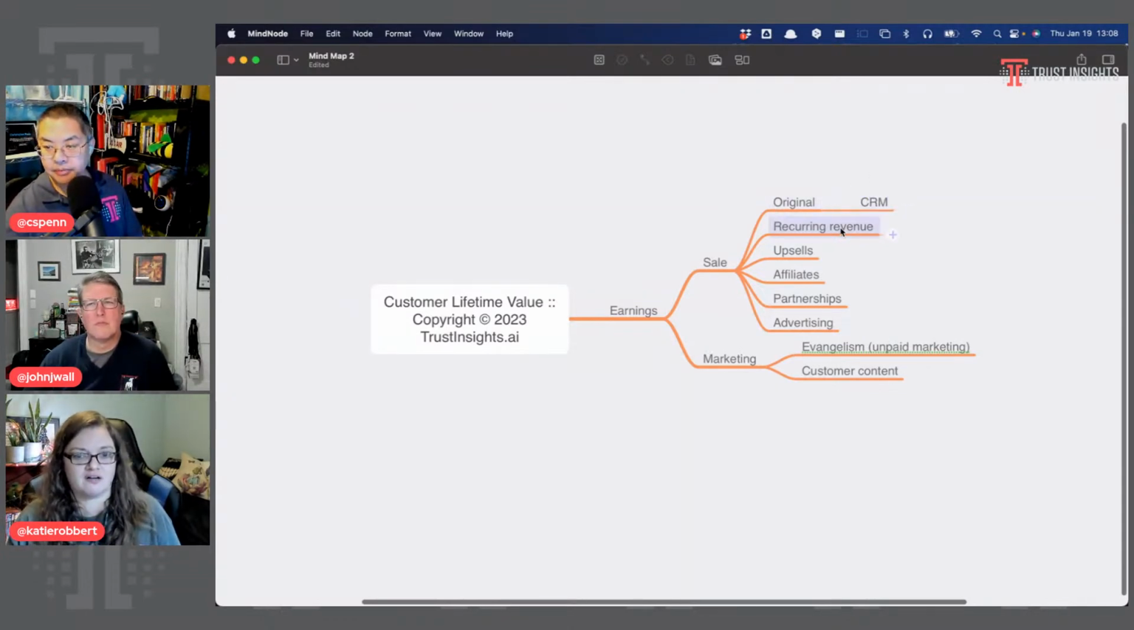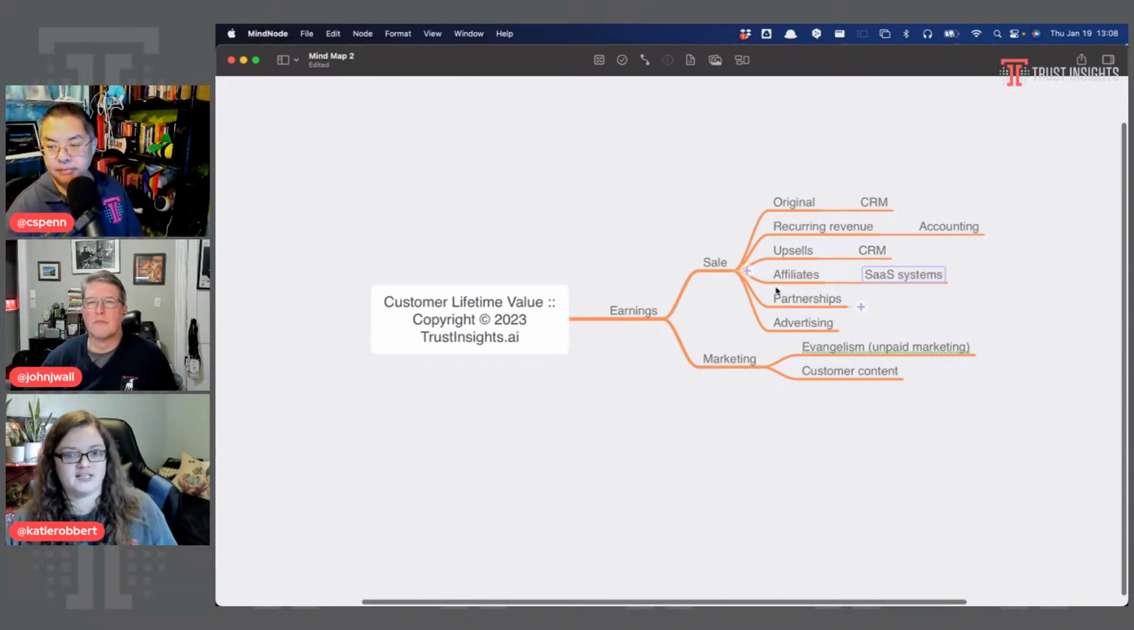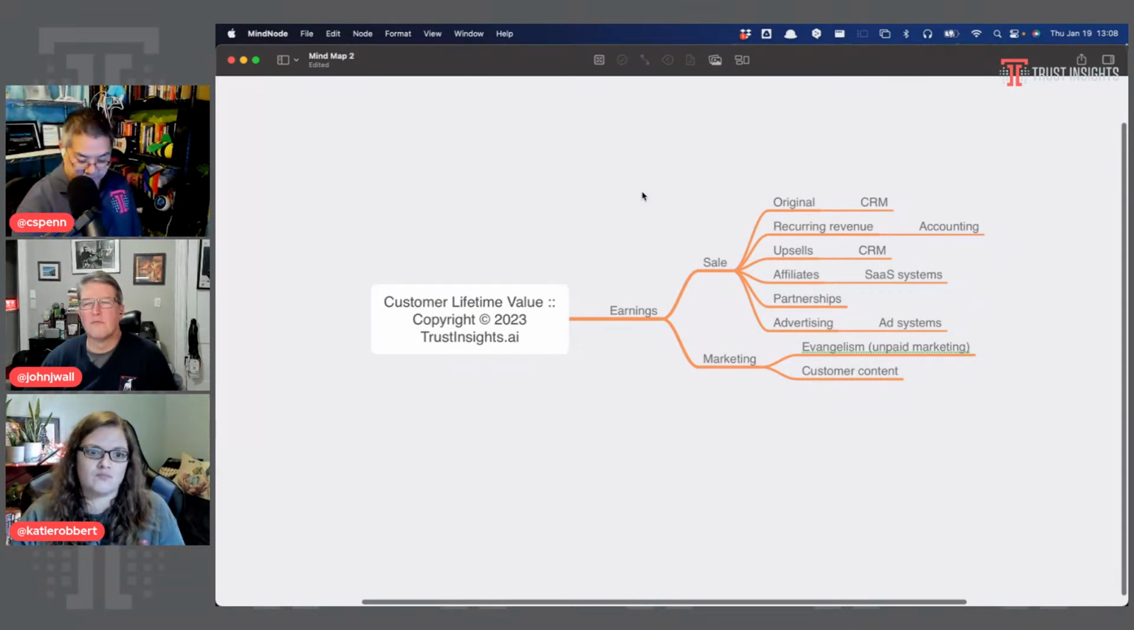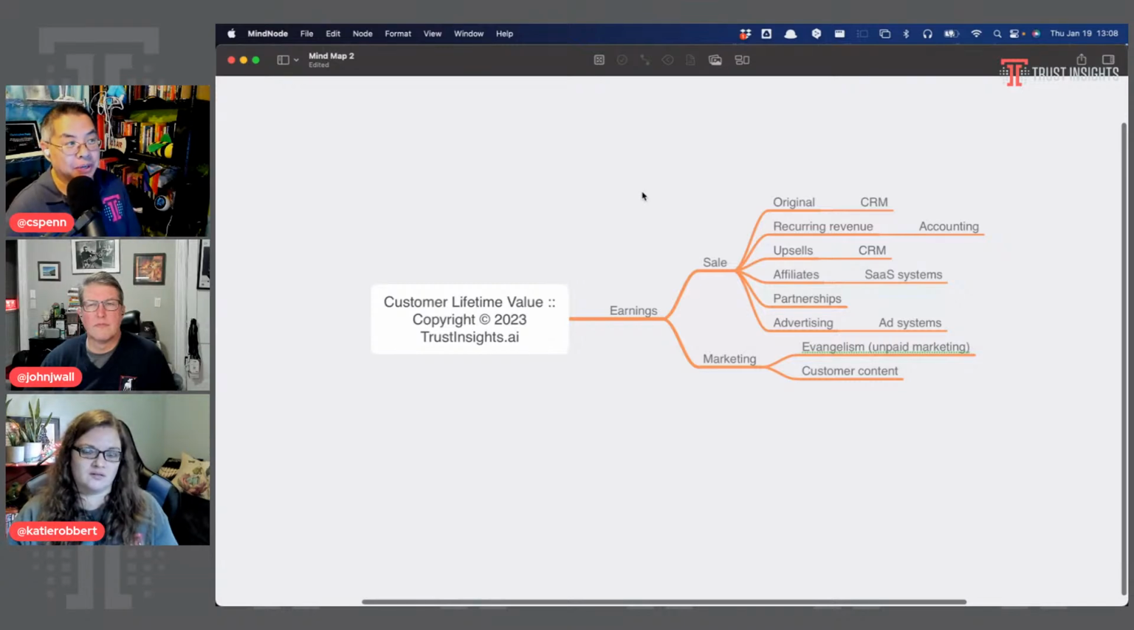Some of it's going to be the CRM. Some of it's going to be maybe in another database, especially if you're talking about affiliates and partnerships. You would think it would be in the CRM, but the advertising is going to be in that advertising system. And this is where it starts to fall apart because it's not in one single place. Exactly. This is why customer lifetime value is so hard to understand. And we've only done half of it.